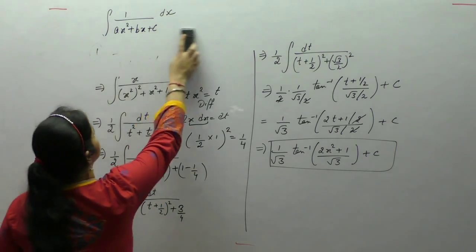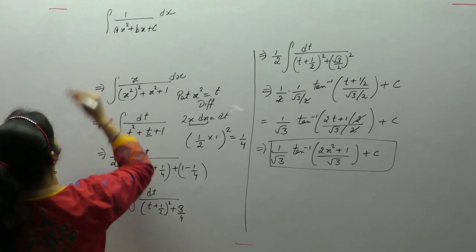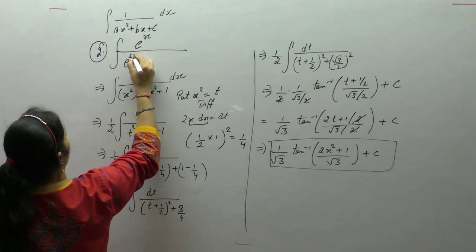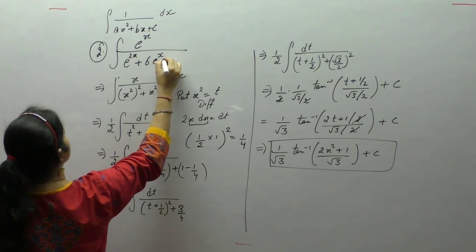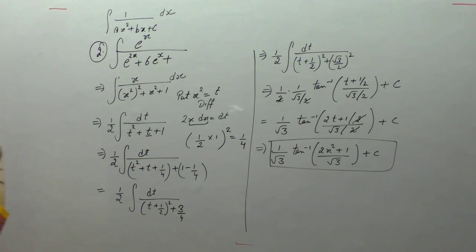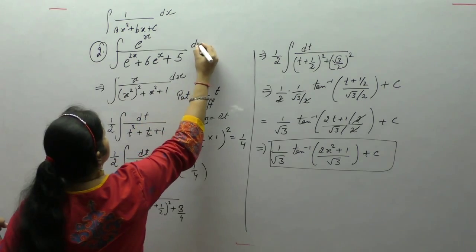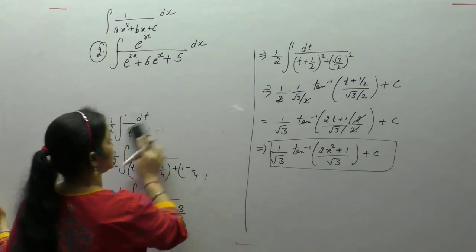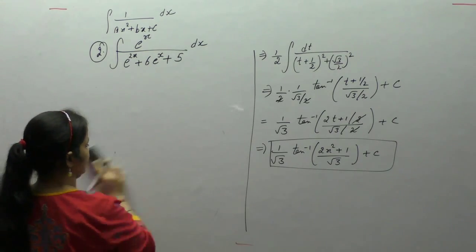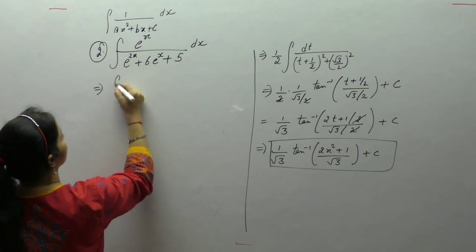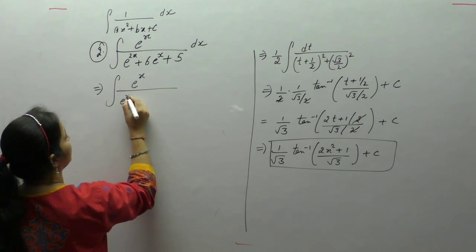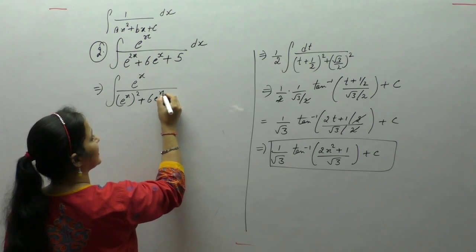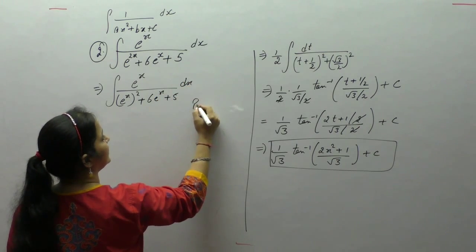Next one is integral of e to the power x upon e power 2x plus 6 into e power x plus 5 dx. We write e power 2x as (e power x) square, and 6e power x plus 5. Now put e power x as t.